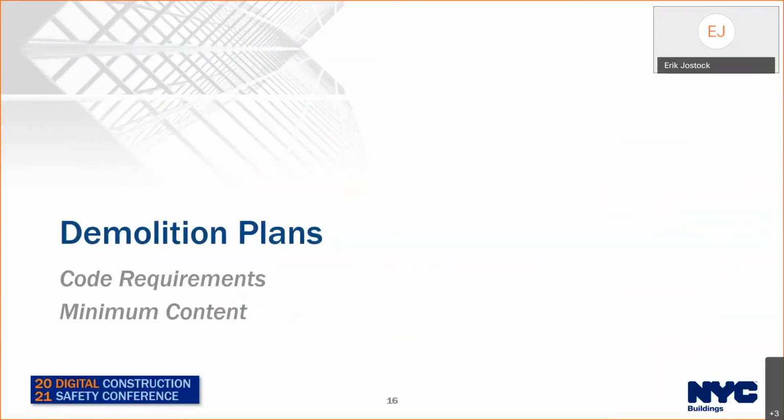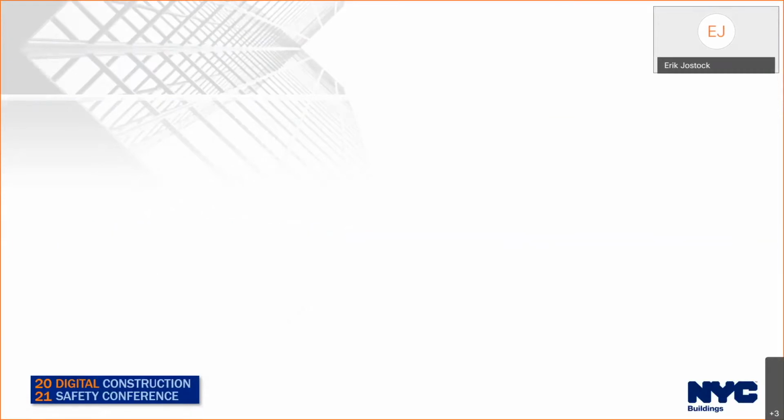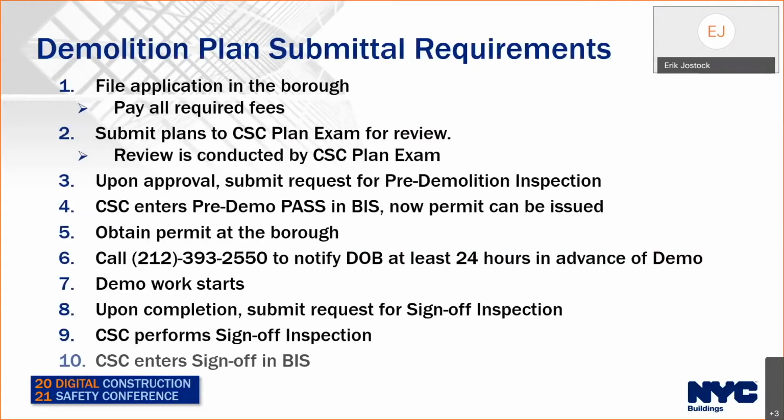Okay, so now we'll get into the code requirements for demolition plans and some minimum content. But first, this slide is an overview of the filing process. Step one is the applicant files a demo application with all the required paperwork at the appropriate DOB borough office, and all the fees are paid. Then the plans are submitted for review to construction safety compliance.